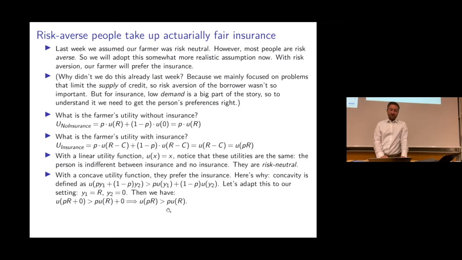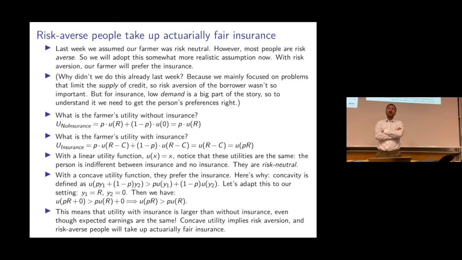So where have we seen that before? U of pr, that's the utility with insurance. And p times u of r, that's the utility without insurance. And if the function is concave, this utility with insurance is greater than the utility without insurance. So that's how concavity in the utility function gives you a preference for having insurance when it's actuarially fair. So utility with insurance is larger than utility without insurance, even though the expected earnings are PR in both cases. But because you're risk averse and without insurance, you face more risk, you prefer the insurance.